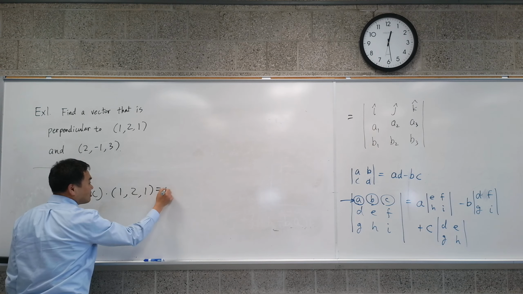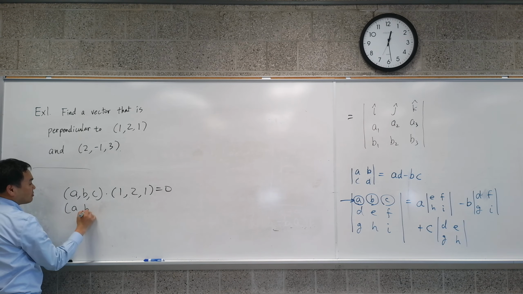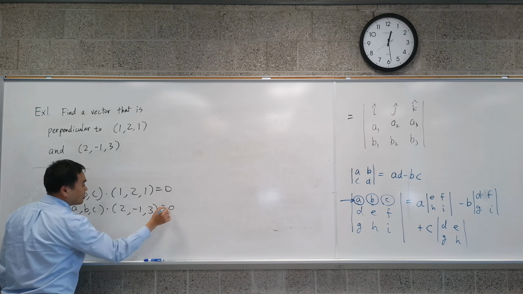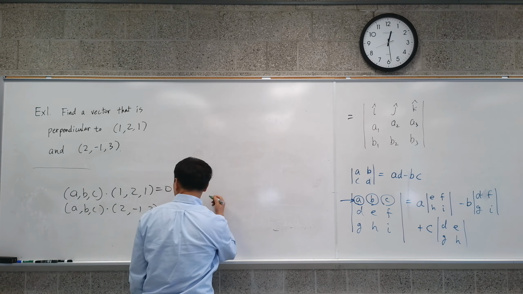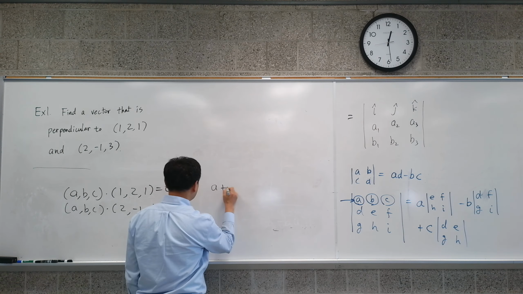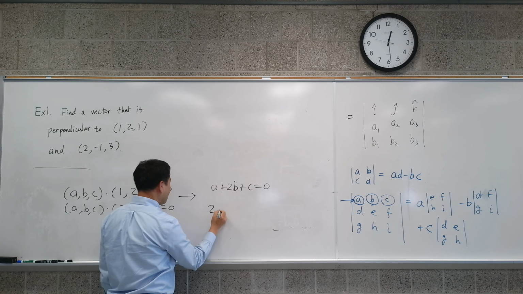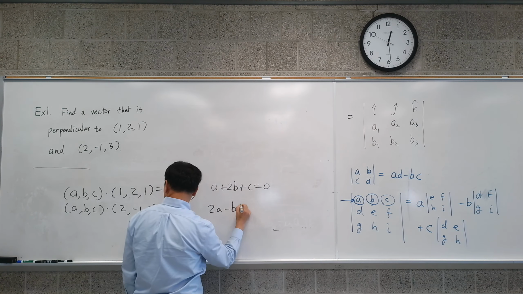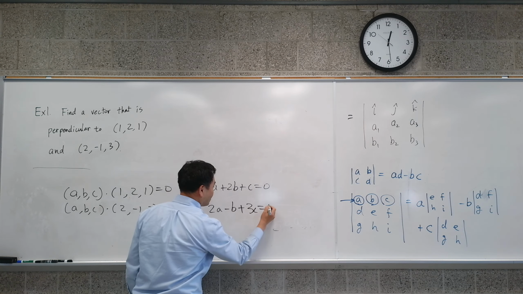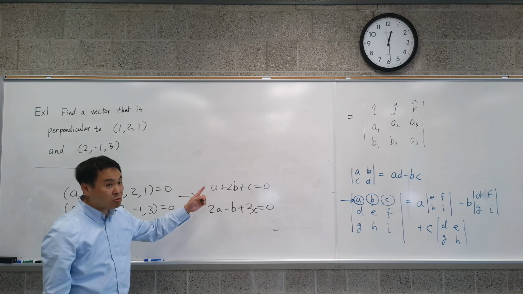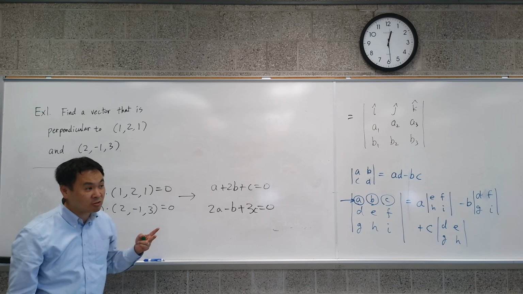So you set this as 0. And the same vector has to be perpendicular to (2, -1, 3) as well, right? And they will give you a set of equations, which is A plus 2B plus C has to be 0, and 2A minus B plus 3C is 0. Okay? Now that's an underdetermined system because you have 3 unknowns and just 2 equations.